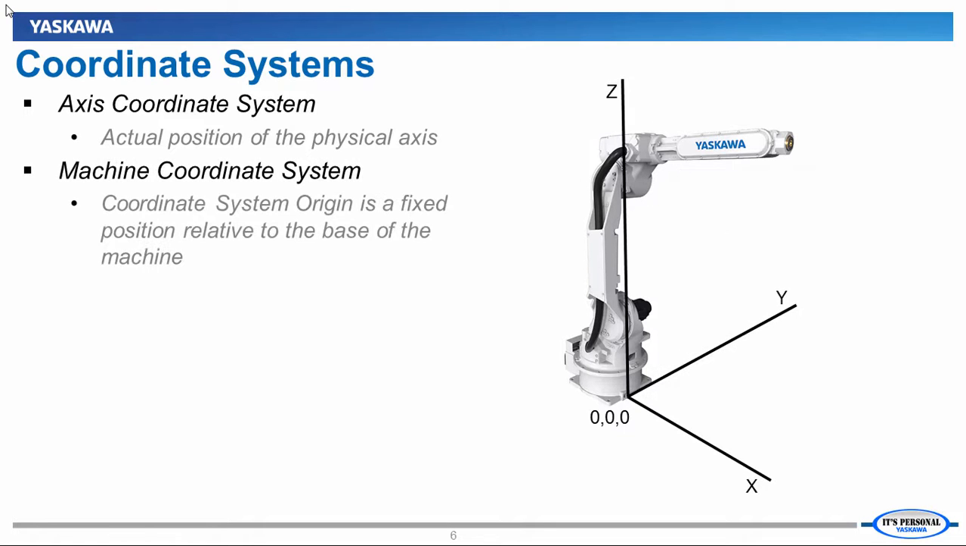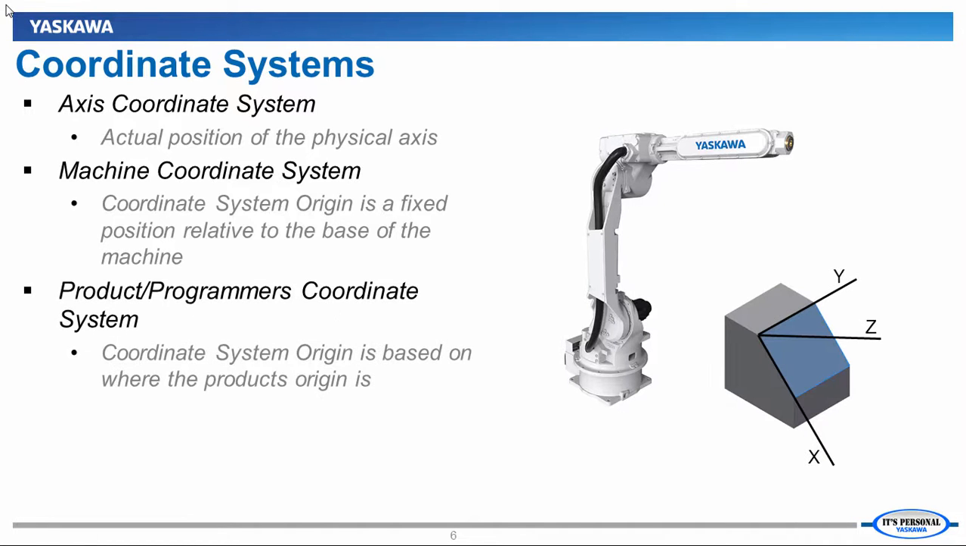The second one is the machine coordinate system. This system revolves around where the base of the machine is located. In the diagram here, the origin is located at the base of this robot arm, and any position that is given relates to the base position. The third is the product or programmer's coordinate system. This system's origin is defined somewhere on the product that is being worked with.